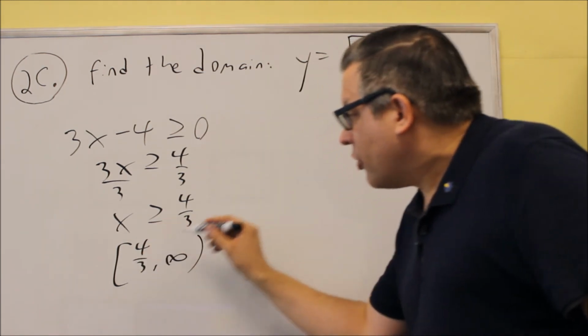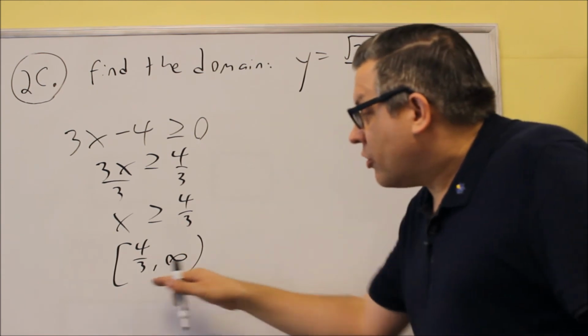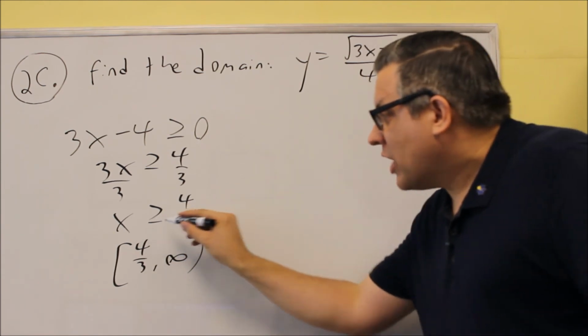So we include the 4/3. Bracket means you include it. Parenthesis means you're not including that particular number. We do want to include this time because we have the equal sign.